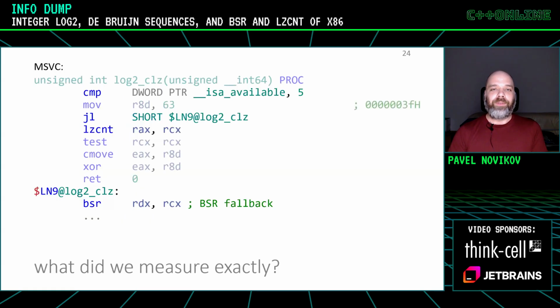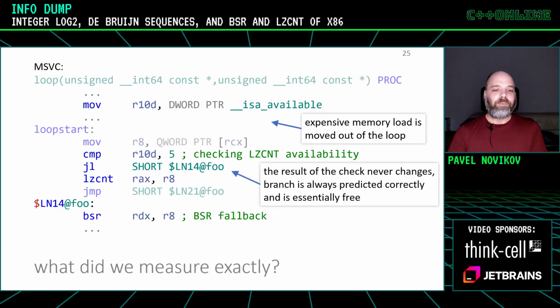And here's the MSVC implementation. It checks if our hardware has the capability of LZCNT, leading zero count instructions. If it does, it uses it, and otherwise it falls back to BSR. So actually, what we measured wasn't that.